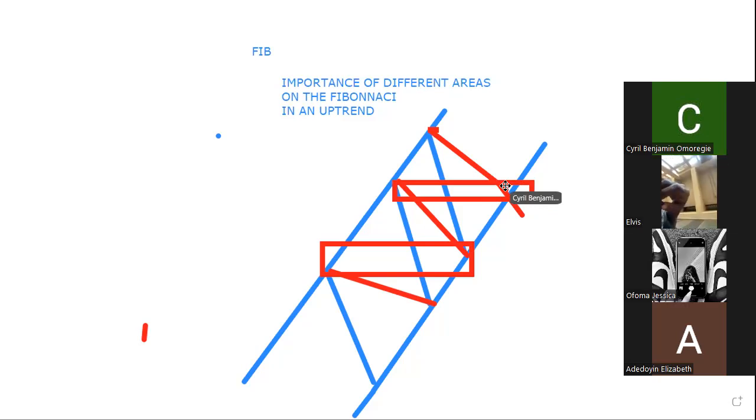So if you understand that explanation, can you please drop a 7 on the chat box if you understand the explanation? Okay. Benedicta says she doesn't understand. Okay. So that's one trick on 61.8 and the 38.